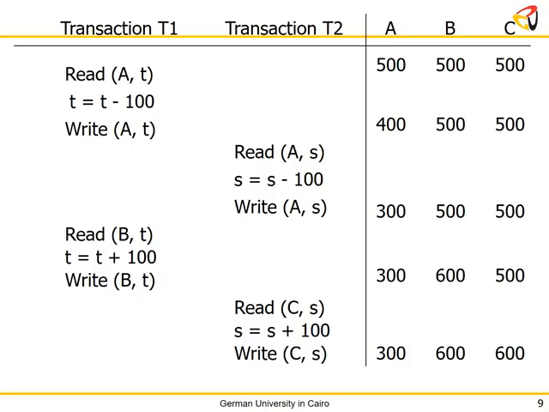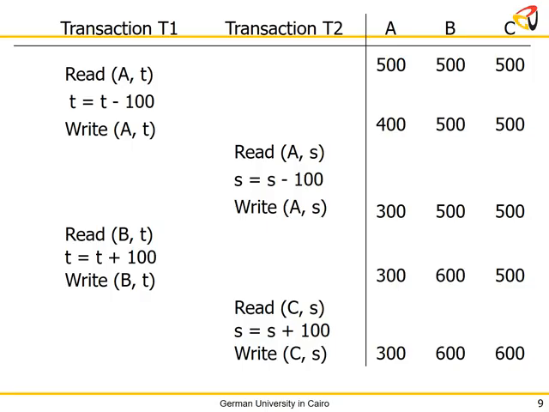Now a context switch happened one more time. So we stop running T2, and we go back to run T1. We continue on, reading B into T, adding 100, writing T into B. And since transaction T1 is done, we context switch to T2, and we execute the remainder of T2, which is reading C into S, adding 100, and writing back S into C.